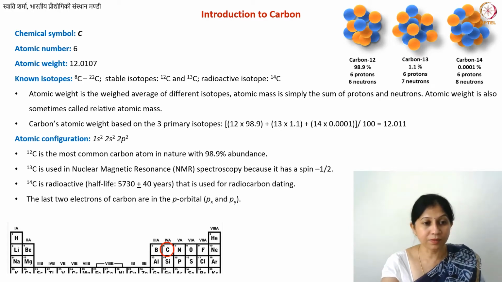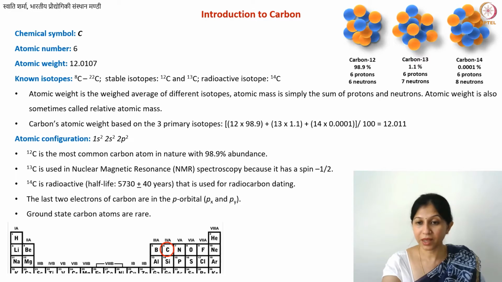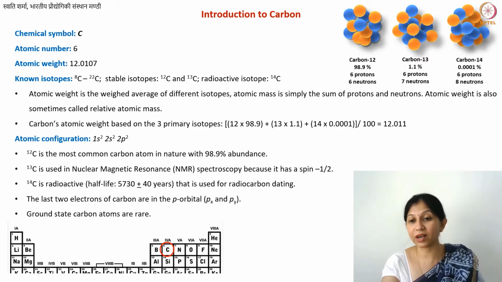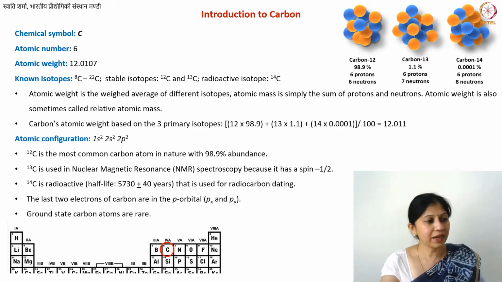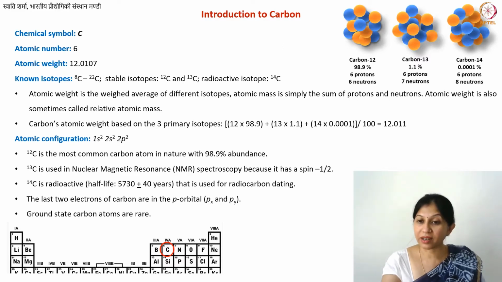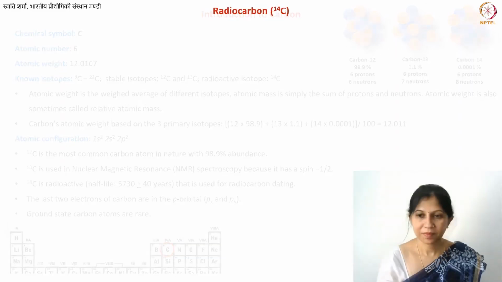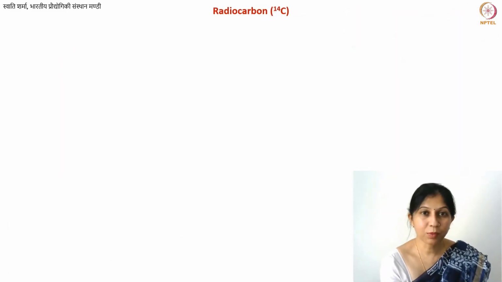Okay, the last two electrons of carbon are in the p orbital, as you already see that it is px and py, and the pz orbital remains empty in the case of ground state carbon. But as I already mentioned, in nature it's rather rare to find ground state carbon, because it would always form a bond with another carbon atom or some other atom and get into a more stable state. Okay, so let's talk a little bit more about the radiocarbon.